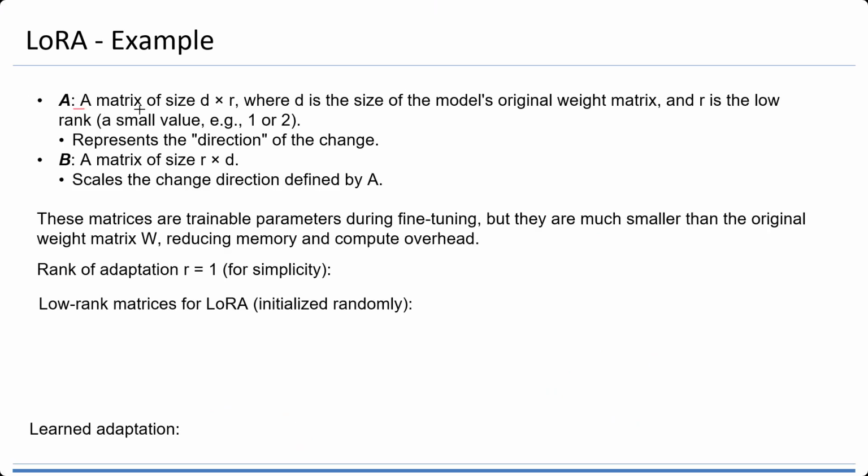A is a matrix of size D multiplied by R. So the weight, actually, is D multiplied by D. And we have the A, which is D multiplied by R, where D is the size of the model original weight matrix, and R is the low rank. So the low rank is very, very small. Sometimes, if you want to use only 1, then it means D multiplied by 1. If you want to use 2, then it means D multiplied by 2. It represents the direction of the change.